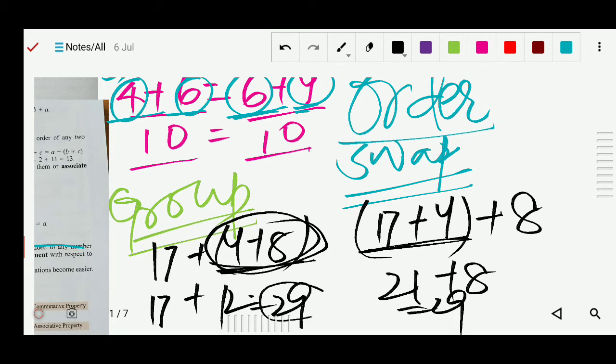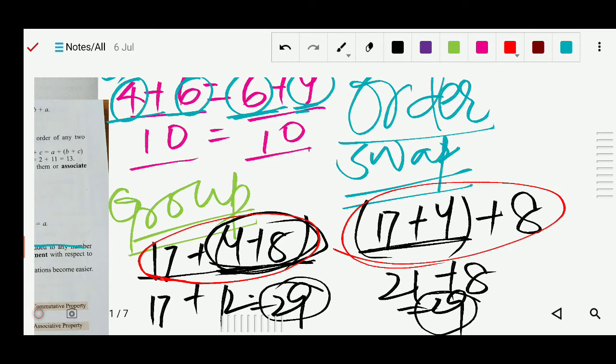In both cases you can see the result is the same. What is the difference? The difference is that we just do some arrangement. We just divide the numbers into groups. Here was the group of 4 and 8. Here is the group of 17 and 4. But the remaining numbers are the same.